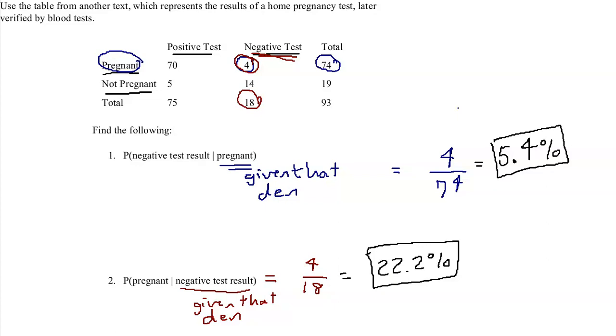So, conditional probabilities, what you're given, what you know, makes a big difference. Here, this is the relevant probability. This is what you know, the result that you get. It takes further testing to figure out if you're actually pregnant or not.